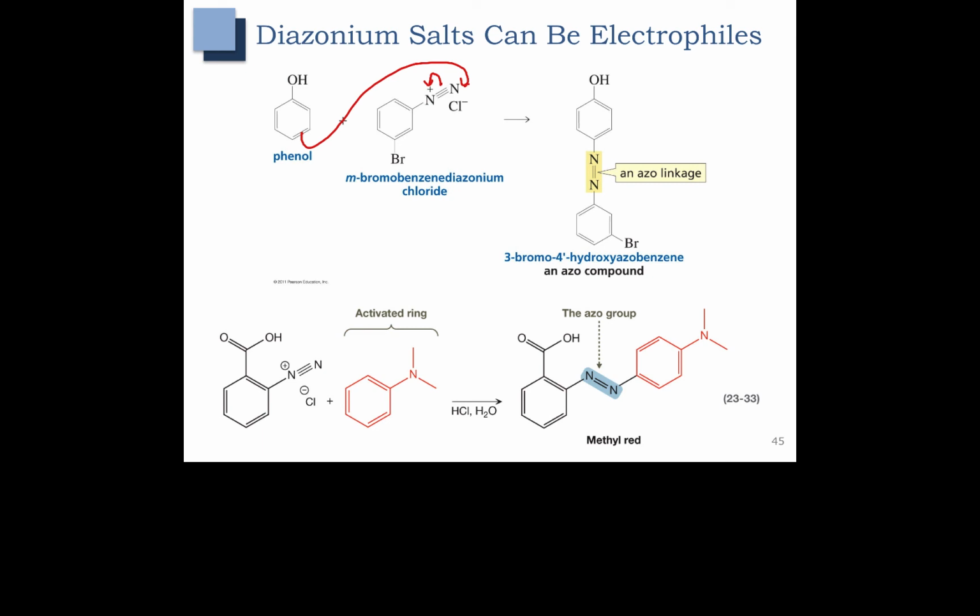In the bottom example, we can show those electrons there attacking the diazonium salt and the electrons going to the positive charge. So that's how that bottom one would work.